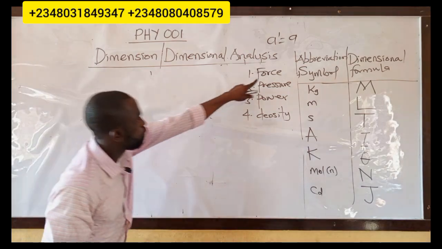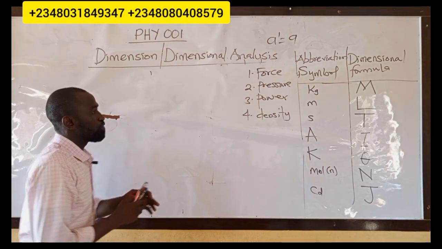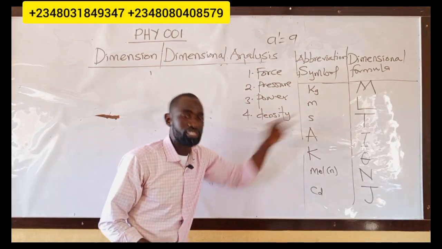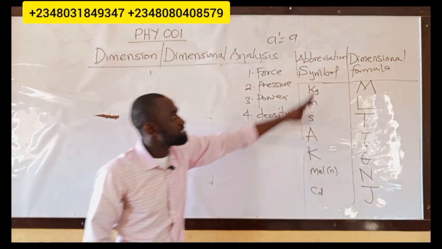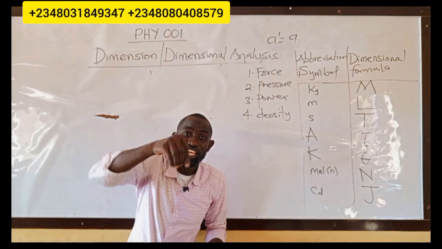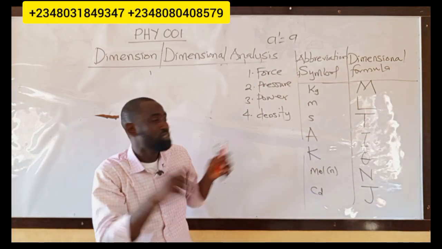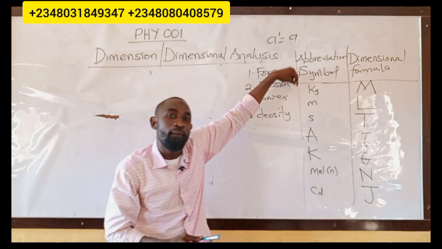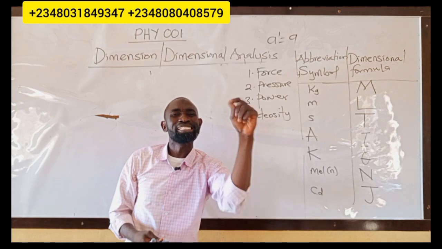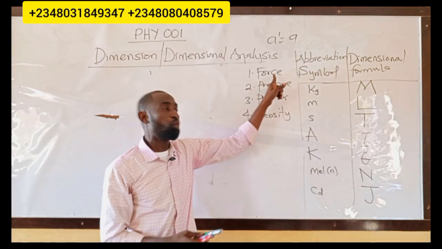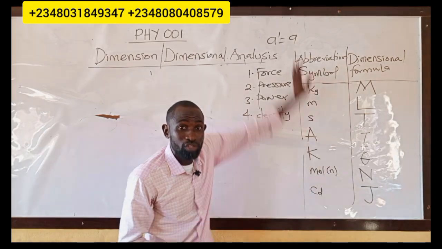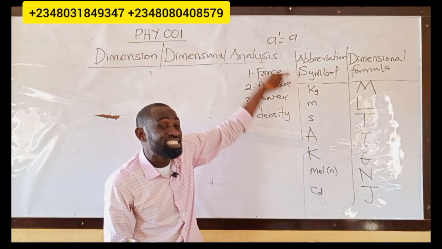So the first one, we have force. And I told you, if I want to get dimension, I must know the unit. Now, force is not a fundamental unit. See another thing. If the quantity given is not a fundamental unit, we go to the mathematical definition of the quantity. You know, force is not under the fundamental units. Force is a derived unit.